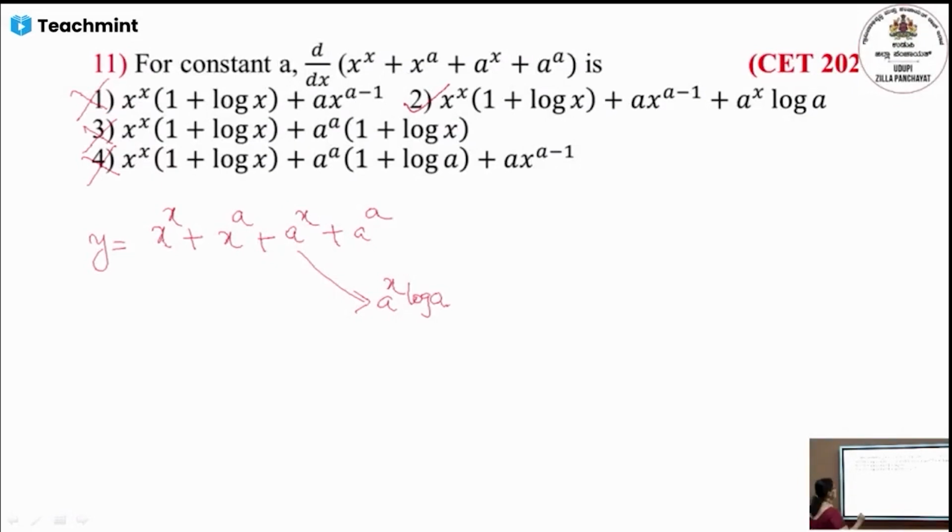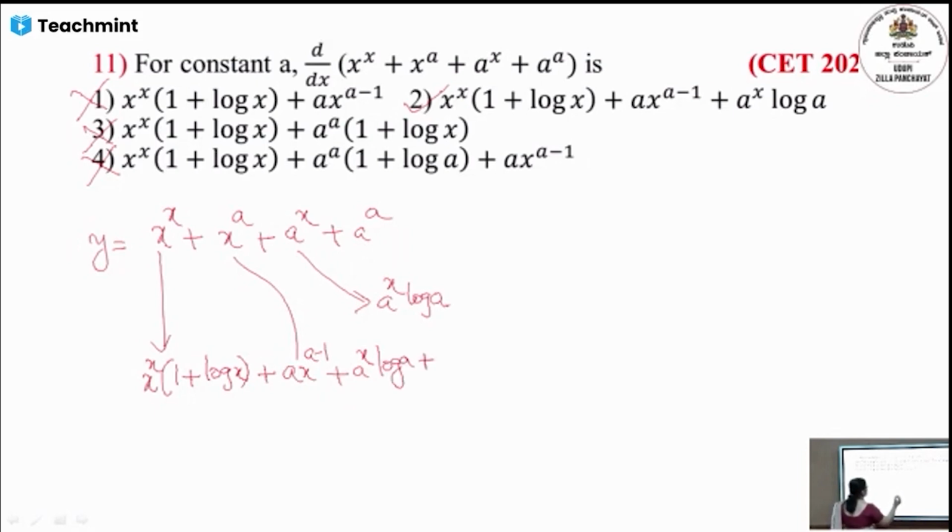Otherwise, please remember the derivative of x power x. It is a standard result. You should remember x power x into 1 plus log x. Derivative of x power n is what? n into x power n minus 1. So it is a into x power a minus 1, and derivative of a power a is what? 0. So which should be the answer? Answer should be the second one.